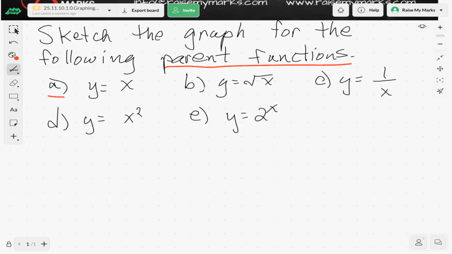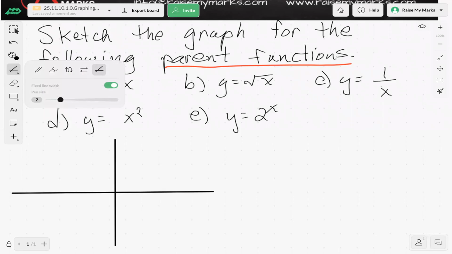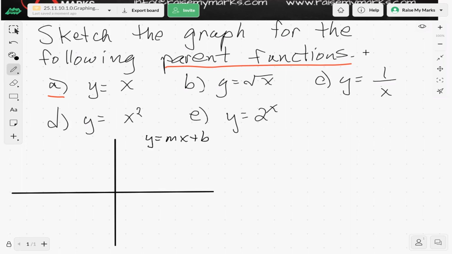So let's graph this. Why don't we use black for our axes? So what kind of function is this? This is a line. So it has the form y equals mx plus b. This is the form of a line that we all know, except b equals 0 and m equals 1. So it's the most basic line that we can find.